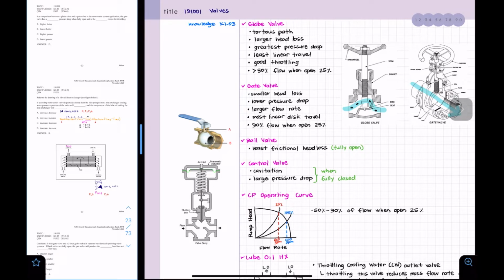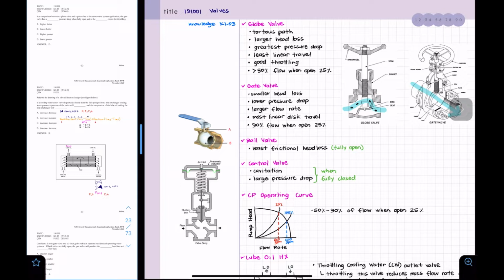Hello again. Today we're going to go over valves again, and we're going to take a look at Knowledge Tree. In Knowledge Tree, we're going to look at different types of valves. We have globe, gate valve, control, etc. So let's get started. For globe valves, we're going to use this type of valve we have here.